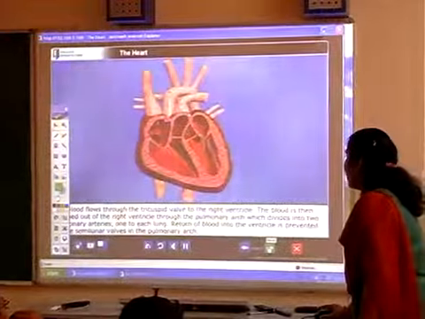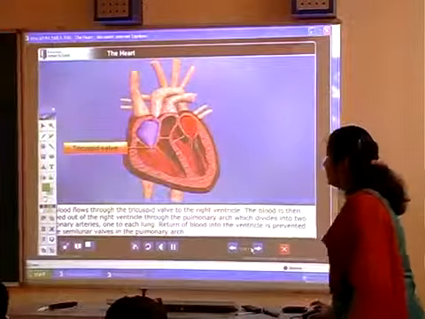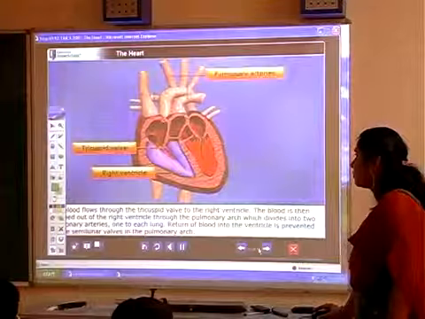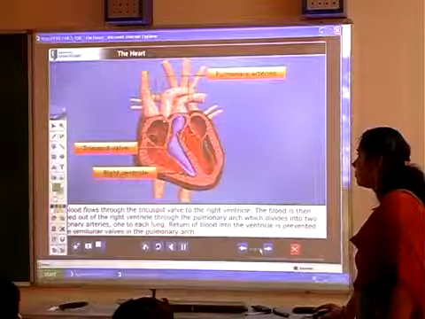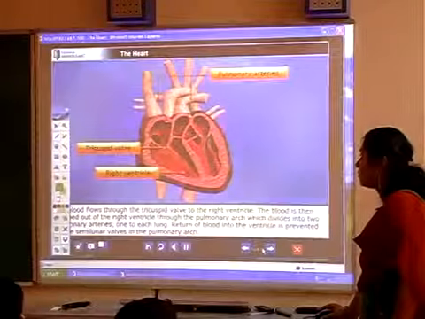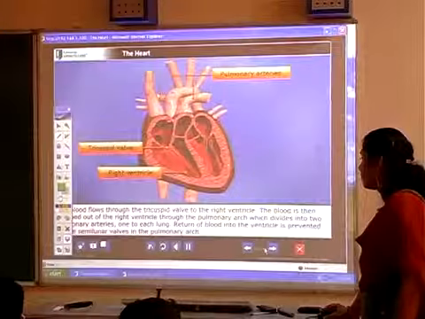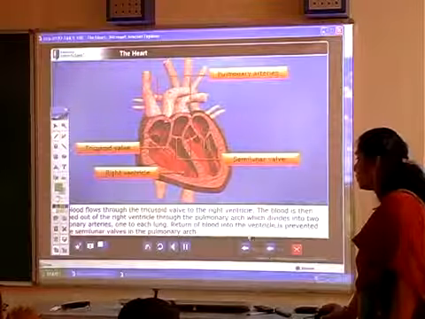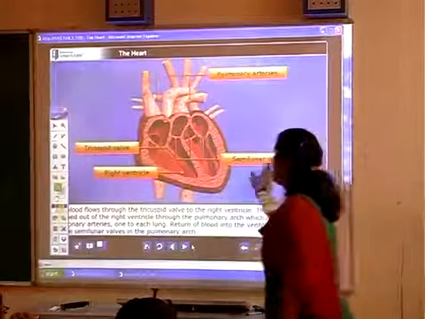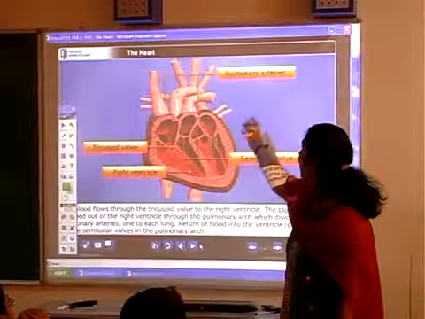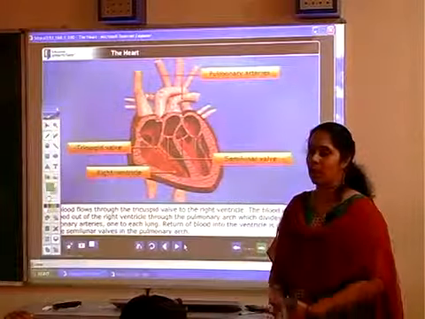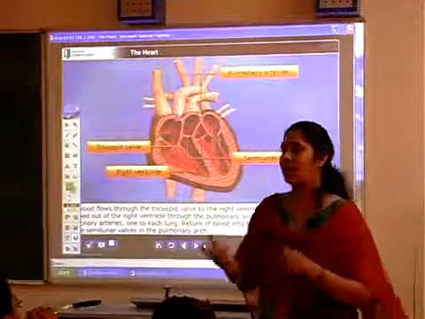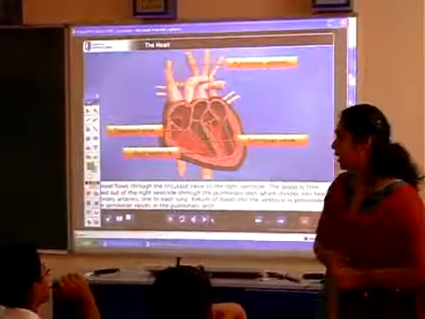Okay? The blood flows through the tricuspid valve to the right ventricle. The blood is then pumped from the right ventricle through the pulmonary arch, which divides into two pulmonary arteries, one to each lung. Return of blood into the ventricle is prevented by the semilunar valve in the pulmonary arch. Okay, so the aortic valve and the pulmonary arterial valve are called the semilunar valves. Alright, so this is the interior structure of the heart. We will see about the functioning of the heart in further detail in the next class.